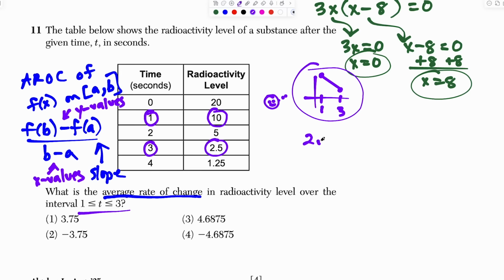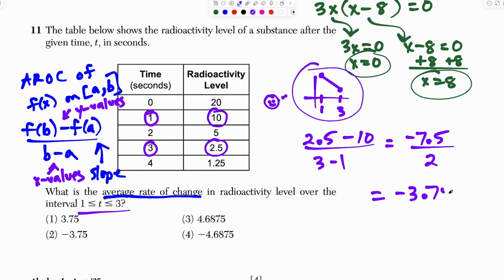So we're going to do 2.5 minus 10. I'm subtracting the y values and dividing by the difference of the x values, 3 minus 1. So 2.5 minus 10 is going to give us negative 7.5. And then we're dividing by 3 minus 1, which is 2. So negative 7.5 divided by 2 is negative 3.75, which matches up with choice 2.